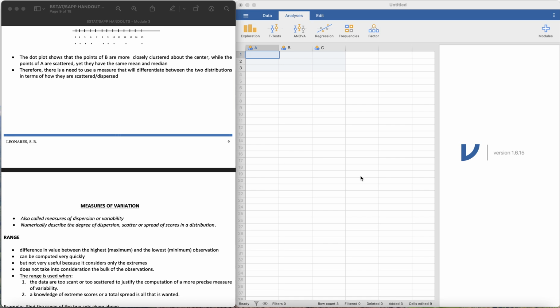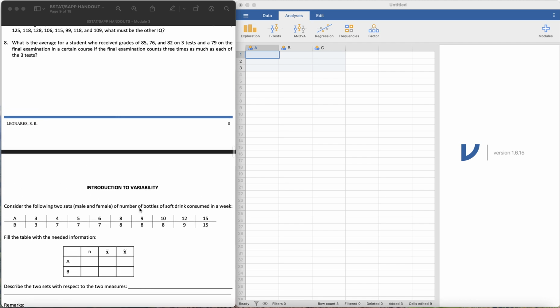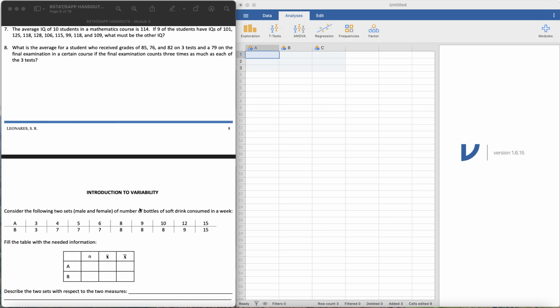Okay, so hi there folks, we're now in our next video in statistics, and here we're going to redo our lesson in measures of variation, or actually in the introduction to variation, for that matter. But now instead of using Excel, I'm going to show you how to use Jamovi this time. Again, we're using the handouts created by Dr. Sweet Rose Leonaris. So let's have this introduction to variability. Now we're going to make use of Jamovi.